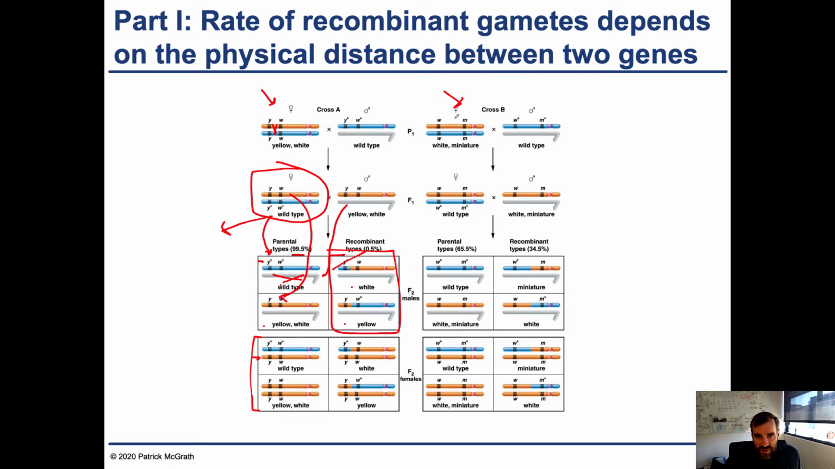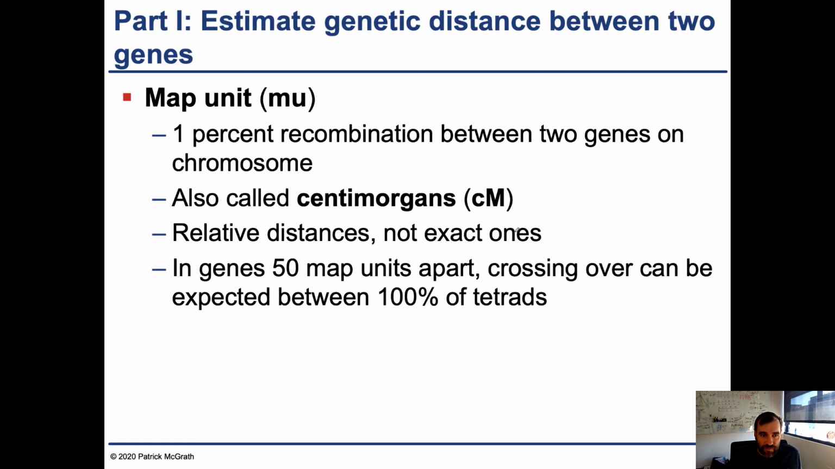So in this situation right here where they're further apart, you're much more likely to end up with a recombinant in between the two genes. And so the recombinant type is 34.5%. And so this motivated a definition to define the genetic distance, how far apart two genes are, based upon this rate of recombination. So this is called a map unit, sometimes abbreviated as MU, and it's also called centimorgan.